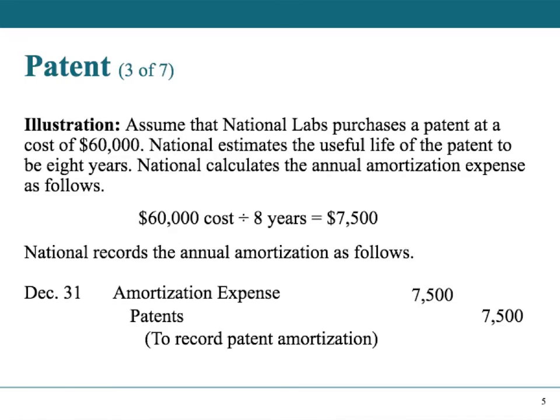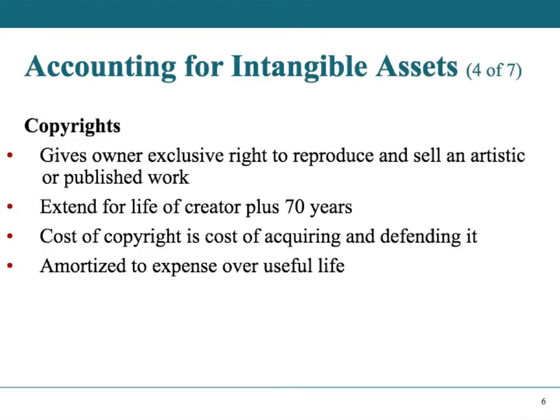Okay, well, here's the illustration. Assume National Lab purchases a patent. It costs 60,000. Estimated useful life is 8 years. So your annual amortization expense is 7,500: cost divided by the years, and that will be the journal entry. Amortization expense, so very close to depreciation expense, and then look at that credit to patent as opposed to accumulated amortization.